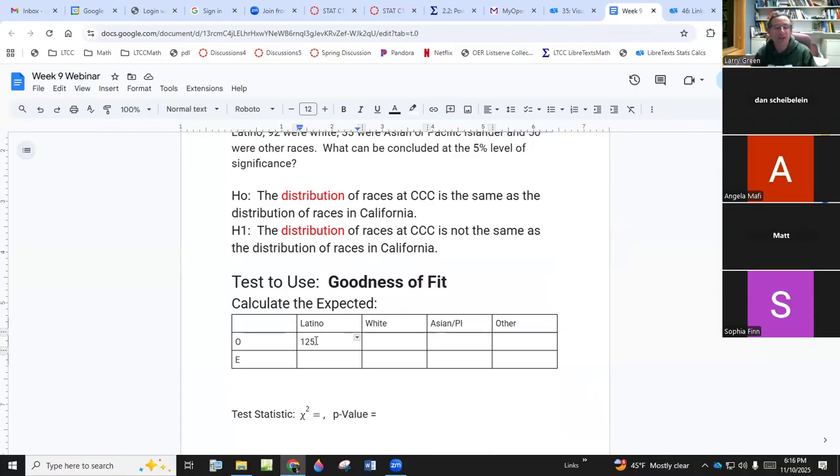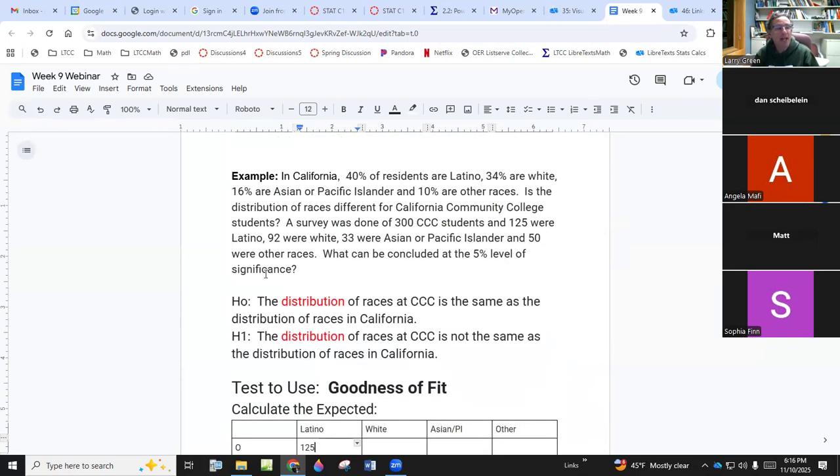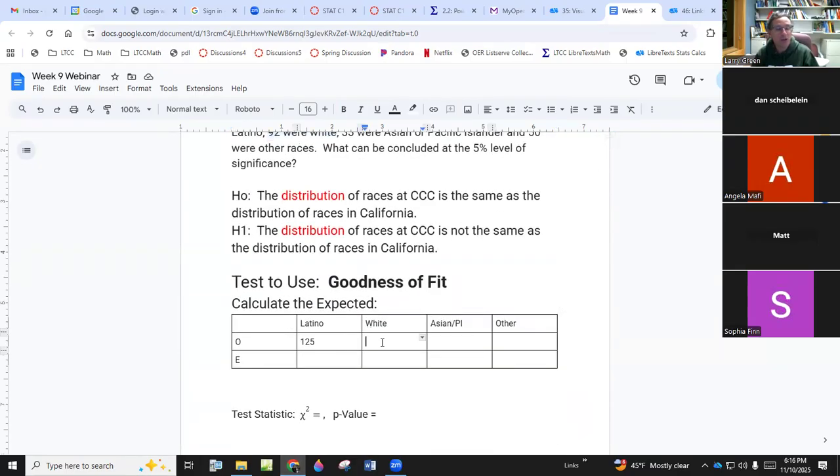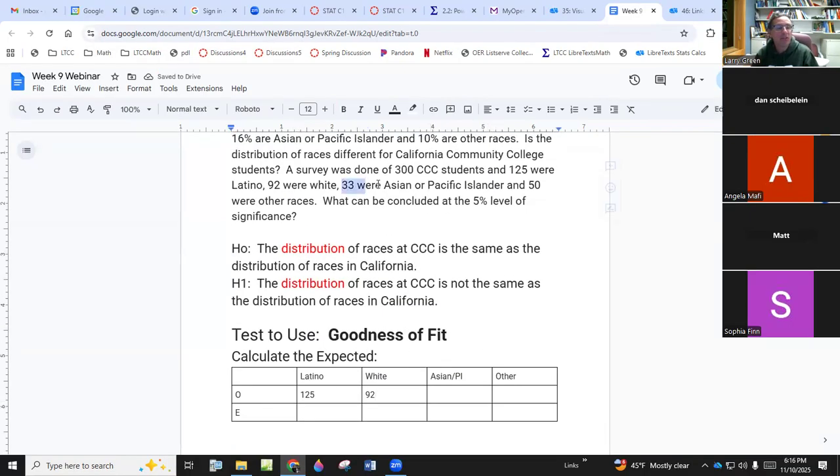So it's important that you know how to create the table. Then we knew 92 were white. So under white, observed 92. Then we were told 33 were Asian or Pacific Islanders. So 33 for O, Asian Pacific Islanders. And then finally, 50 were other races. So the other will be 50. Any questions so far?